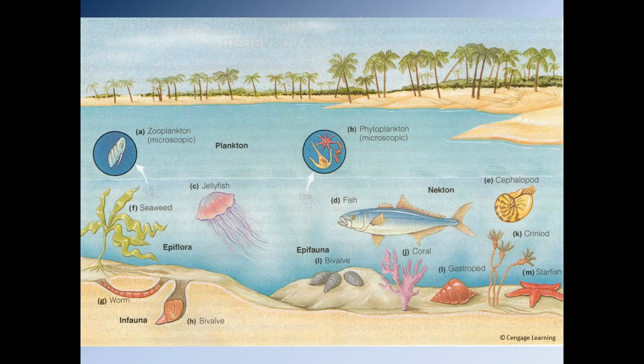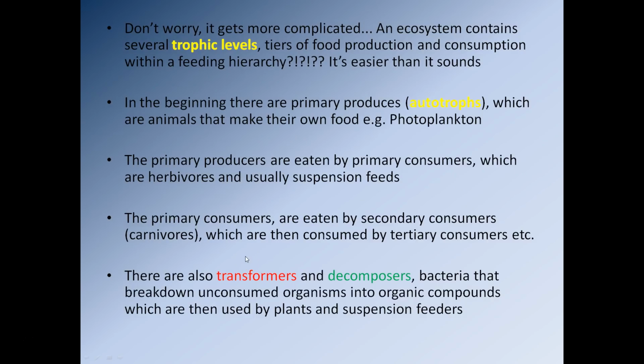And so this diagram is taken from the textbook, and you can see it covers the range of different organisms and different environments. I'm not really going to go into it because we've got to keep moving. So, as you can see, there's lots of complexity, but don't worry, it gets more complicated. So an ecosystem will also include several what we refer to as trophic levels. Essentially those are tiers of food production and consumption within a feeding hierarchy. And it's actually easier than it sounds.